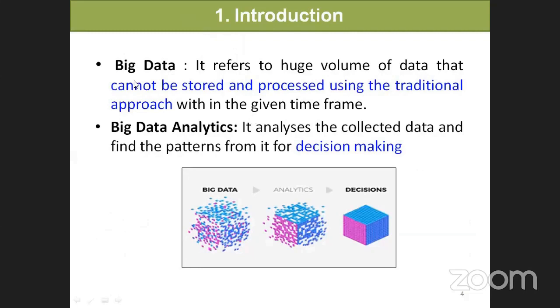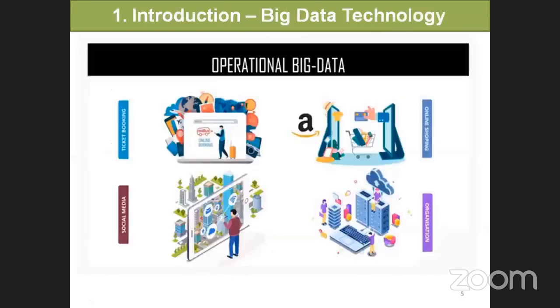Coming to the definition of big data, it refers to a huge volume of data that cannot be stored and processed using the traditional approach within the given time frame. So for that only we are going to big data analytics. Within the time, we can't do it using the traditional tools. Big data analytics means it analyzes the collected data and finds patterns from it for decision making. So our objective of big data analytics is decision making. This is the diagrammatic representation of big data analytics. Here the big data is a collection of data. It may be of different types. By doing the analytics, we can get useful decisions for improving our profit or improving our organizations.